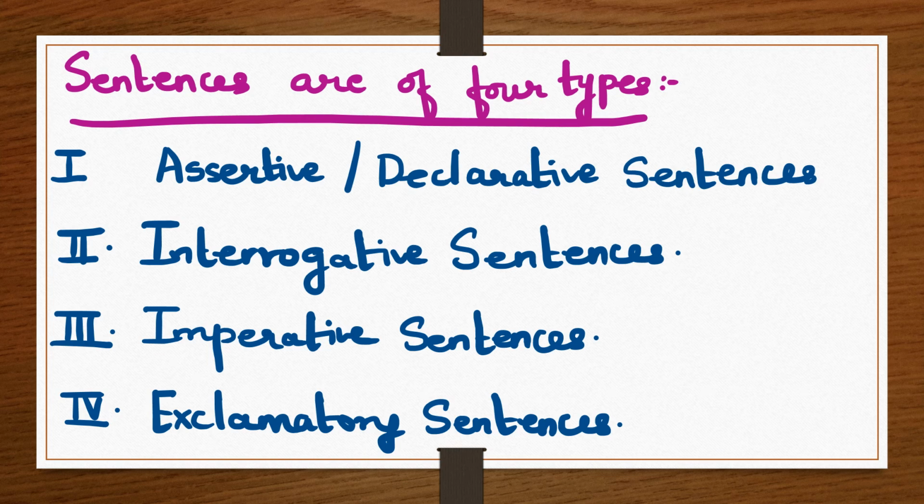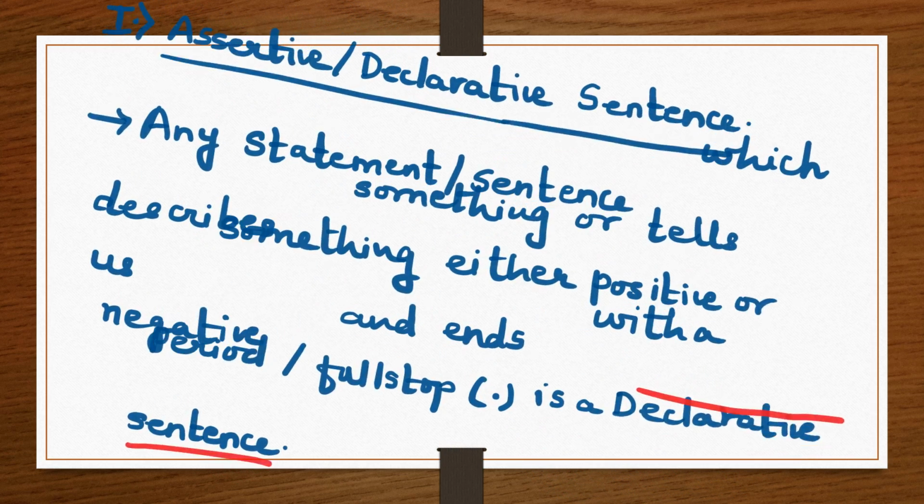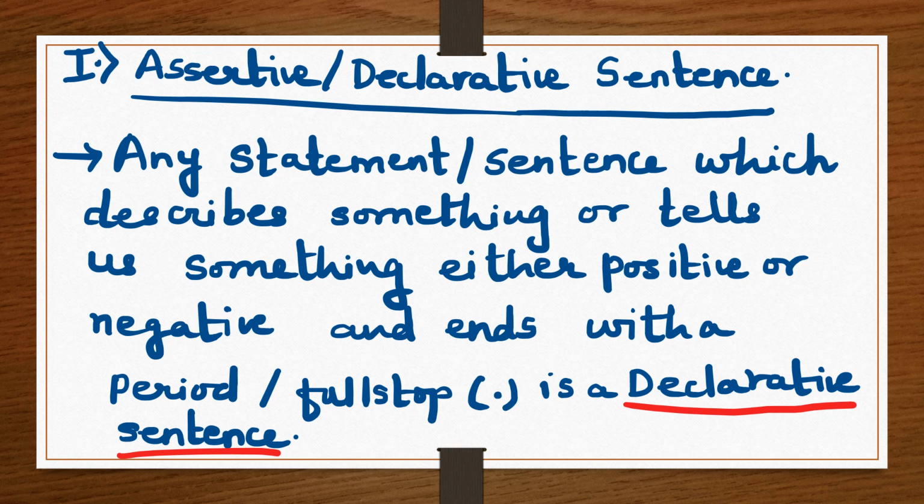Now let us understand what these types of sentences are. The first type of sentence is assertive or declarative sentence. Any statement or sentence which describes something or tells us something, either positive or negative, and ends with a full stop is a declarative sentence. So what does it mean? Any sentence that tells us something. It can be either positive, for example, I went to the park, or negative, I did not go to the park, and it should end with a full stop. It is a declarative sentence.